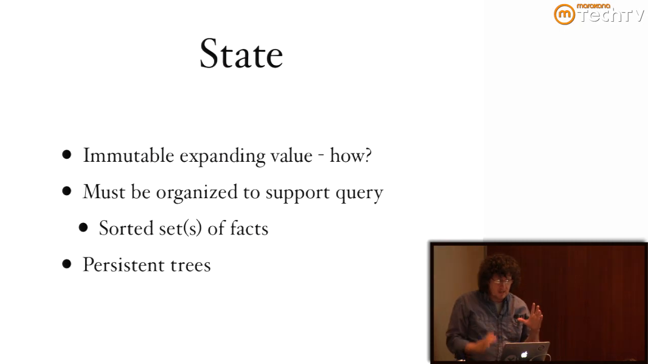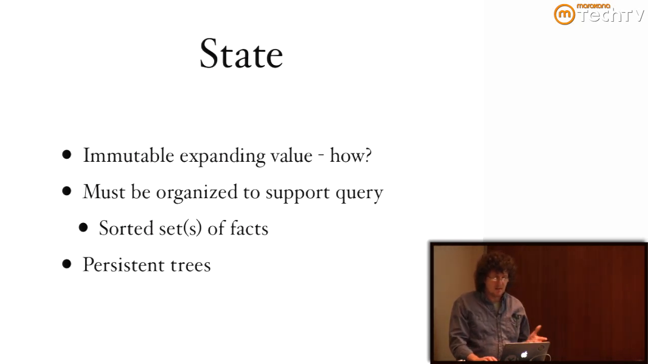So if we revisit that whole tree ring thing, well, now we're into implementation details. How do we represent state? How do we represent this immutable expanding value, right? We know one thing. Whatever representation we use, it has to be organized to support query, right? It has to be sorted in some way. That's really sort of the fundamental leverage capability we have, is sorting things.